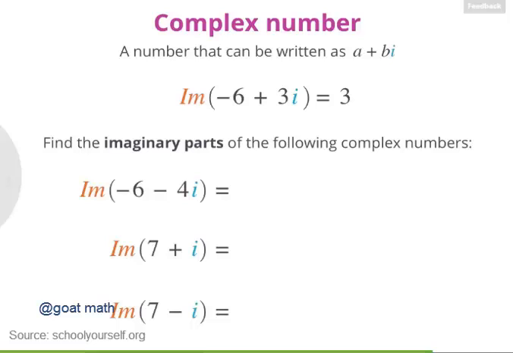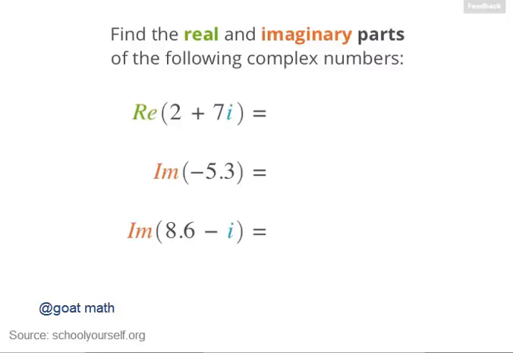Right, so this first imaginary part is negative 4. 7 plus i is the same as 7 plus 1i, so this imaginary part is 1, and the imaginary part of 7 minus i is negative 1. Before we dive into the complex plane, go ahead and find the real and imaginary parts of these complex numbers here.